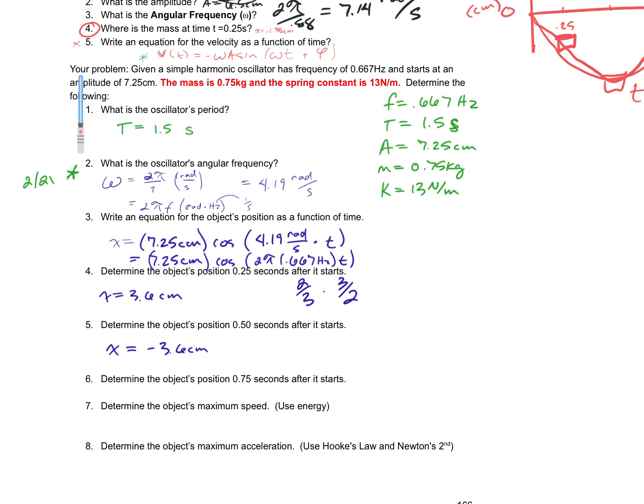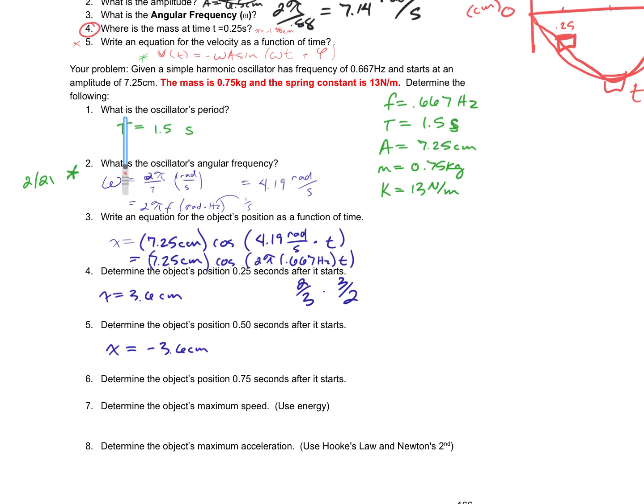So if you ever have a problem with a bunch of variables listed all in the problem, that's the first thing you should do: write them down. So the frequency was given, and because frequency and period are so closely related, it's really easy to calculate that one right away, and you probably should. It's just the inverse. So 0.667 is the frequency, so 1 over 0.667 is the period. The amplitude is given, the mass was given, and this spring constant is the letter K that was provided, so that's 13 newtons per meter.